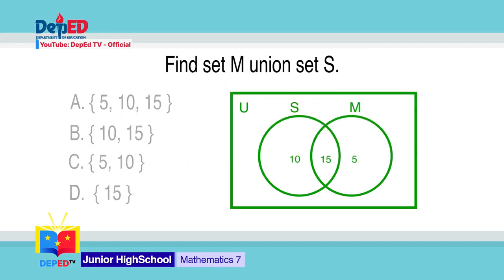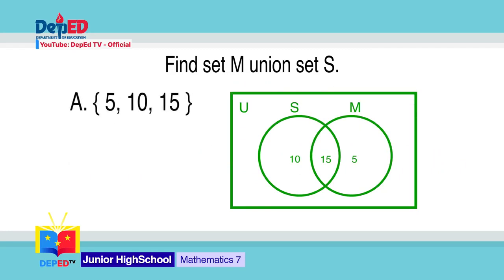The correct answer is letter A. You can easily pick from the diagrammatic way the relation between set M and set S that 5, 10, and 15 are the elements that belong to their union.